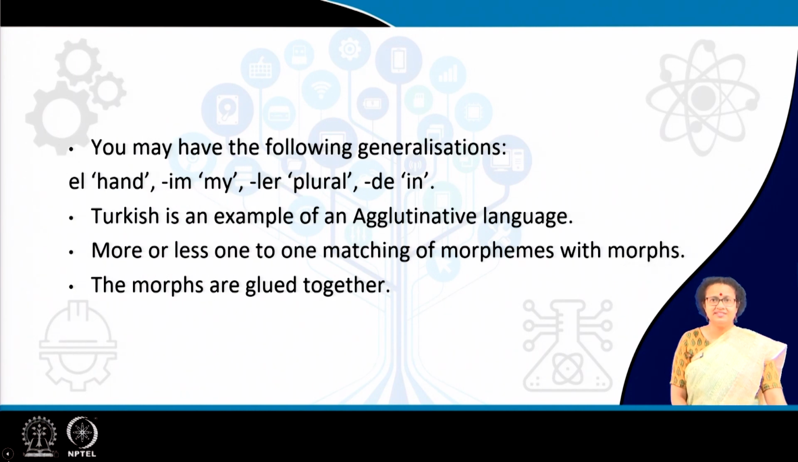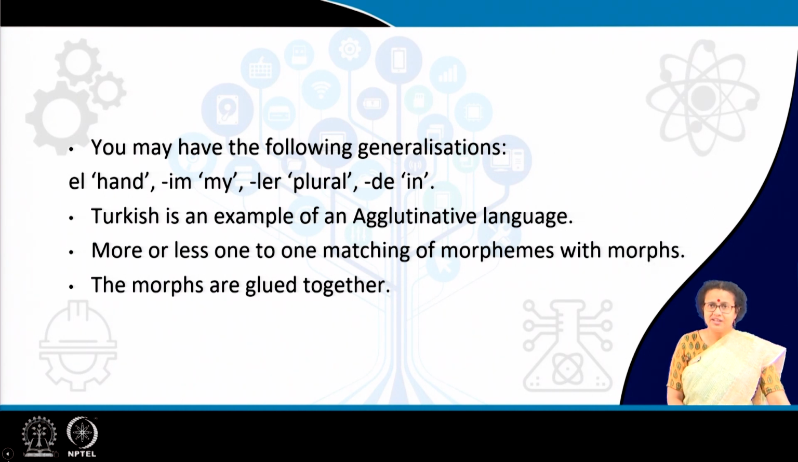If you have already done the analysis of the data, you figured out the following generalizations. So, el is hand, im is my, ler is plural, and de is in. So, you can easily figure out how to find the morphemes from the data given. You can do it for any language if you have translations. So, we can say that in Turkish, the nature of the morphemes is very different from Mandarin Chinese. Turkish is an example of an agglutinative language.